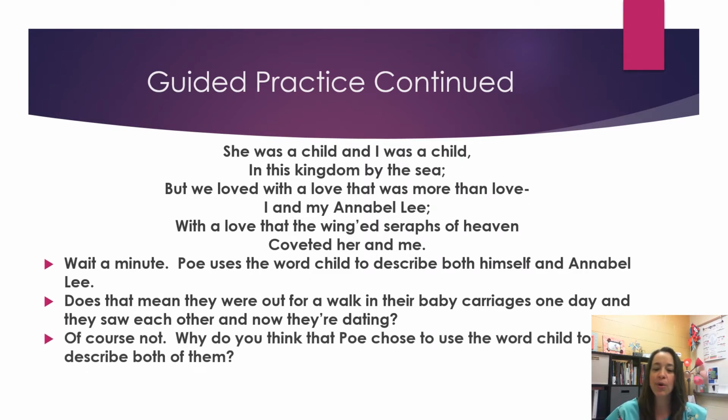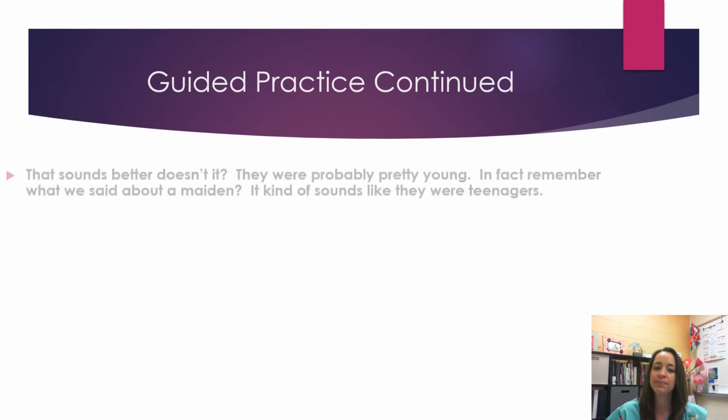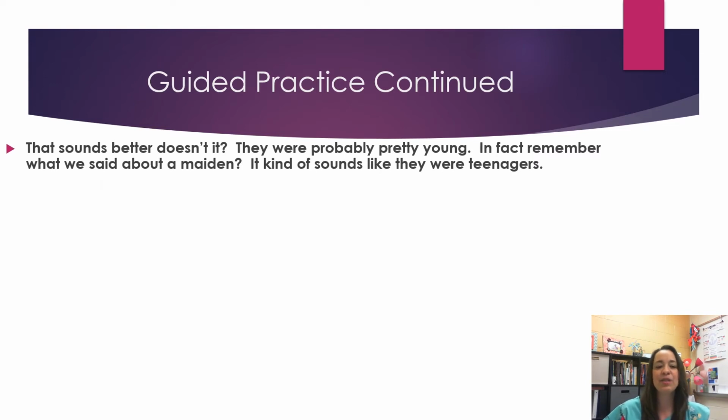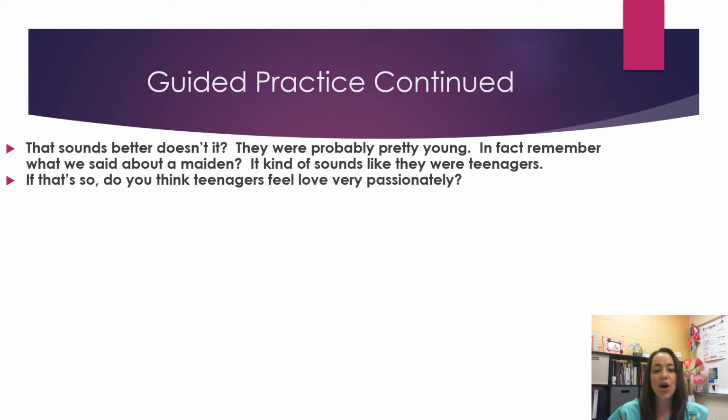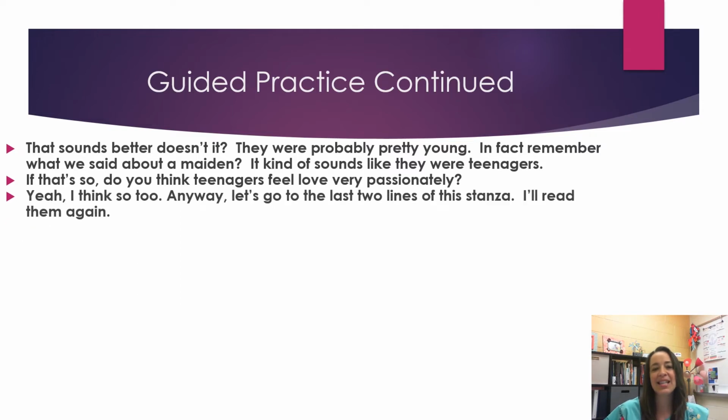Why do you think that Poe chose to use the word child to describe both of them? That sounds better, doesn't it? They were probably pretty young. In fact, remember what we said about a maiden. It kind of sounds like they were teenagers. If that's so, do you think teenagers feel love very passionately? Yeah, I think so too. Anyway, let's go to the last two lines of this stanza.